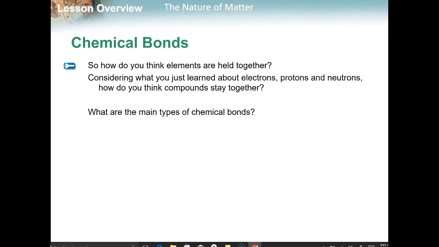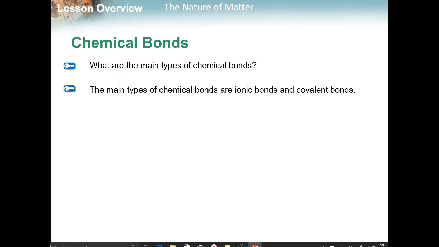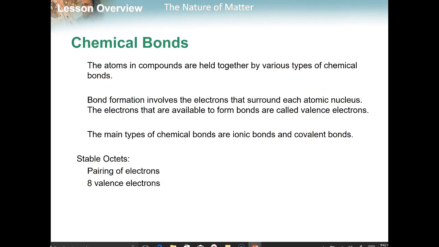All right, so let's talk about how these elements get held together, and that's going to be chemical bonds. So I kind of answered that question, what holds elements together. Since we talked about electrons, protons, and neutrons, do you think there's some kind of attraction or force that holds them together? And if you said yes, then what type of forces or attractions make these chemical bonds? That's what we're going to look at with these next two key concepts.